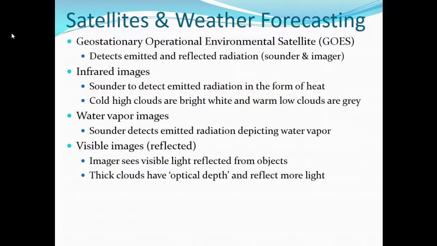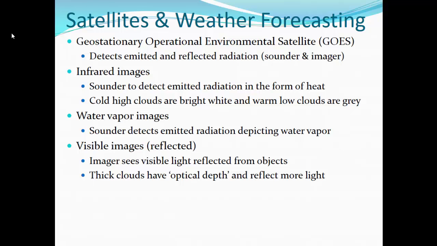Water vapor images, also the sounder detects emitted radiation, but it's detecting emitted radiation depicting water vapor. And this is only in the middle and upper levels of the atmosphere. It does not depict the amount of moisture at the surface. So it's not the way we know what the humidity is at the surface. That's done with observations. But water vapor in the middle and upper levels of the atmosphere, and how that water vapor moves, is a very good indication of what's happening with the mid and upper level winds.